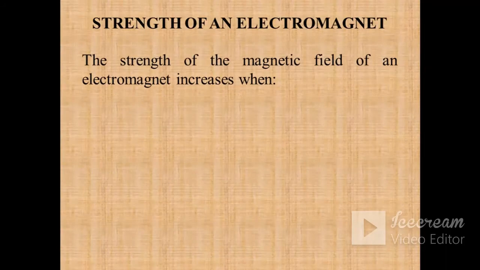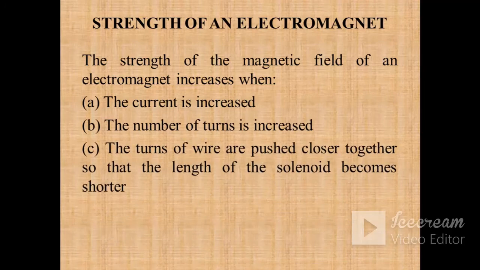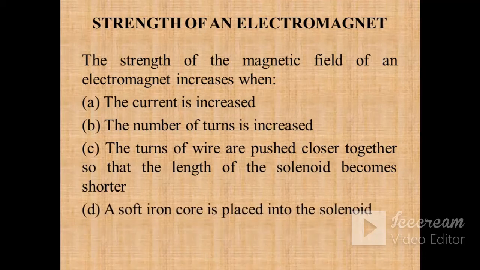The strength of the electromagnetic field increases when you increase the value of current and the number of turns, and when the turns of wire are pushed close together so that the length of the solenoid becomes shorter. If more turns are there in a shorter length, the strength of the magnetic field increases further. And by placing a soft iron core into the solenoid. We should never put a steel core or a copper core. The core should be soft iron and it should be placed into the solenoid.